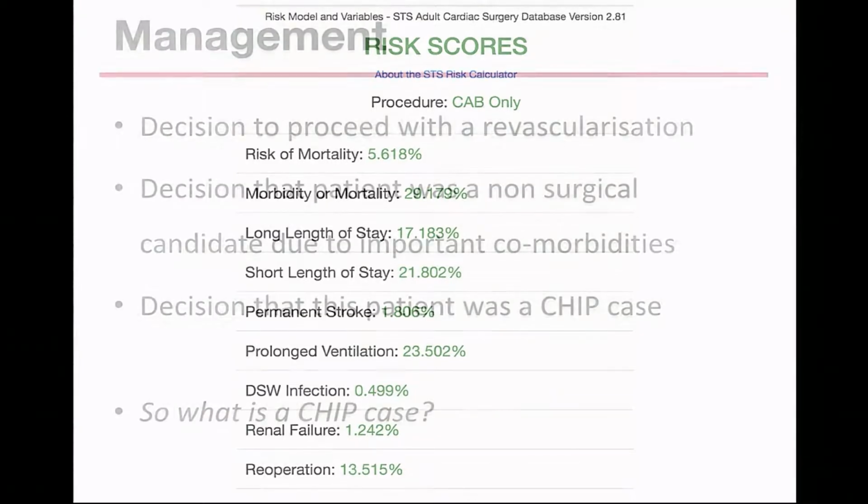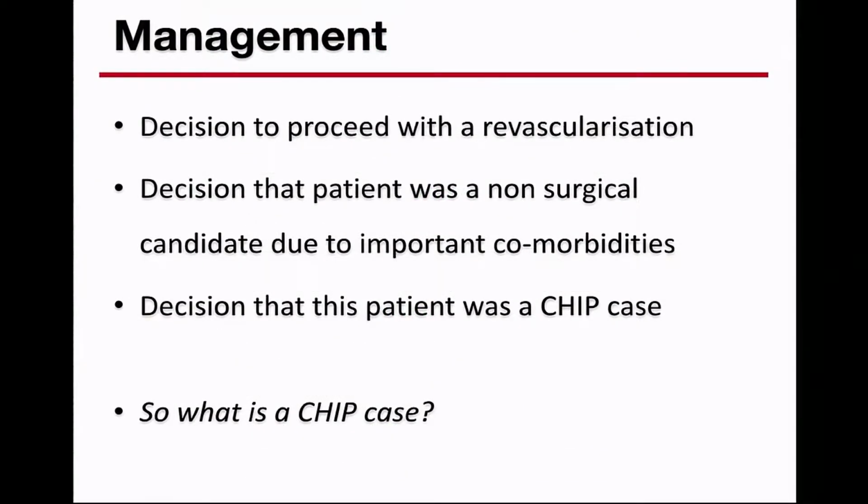This is a gentleman that you definitely have to discuss with a heart team approach. Which we did, and we got the nod to move towards percutaneous revascularization from the surgical consult that we had. So in terms of management, the decision was to proceed with revascularization by the patient, the treating physician, and the heart team consult. The decision was that the patient was a non-surgical candidate due to important comorbidities. Hence, this patient entered a pathway of decision-making for a CHIP case.